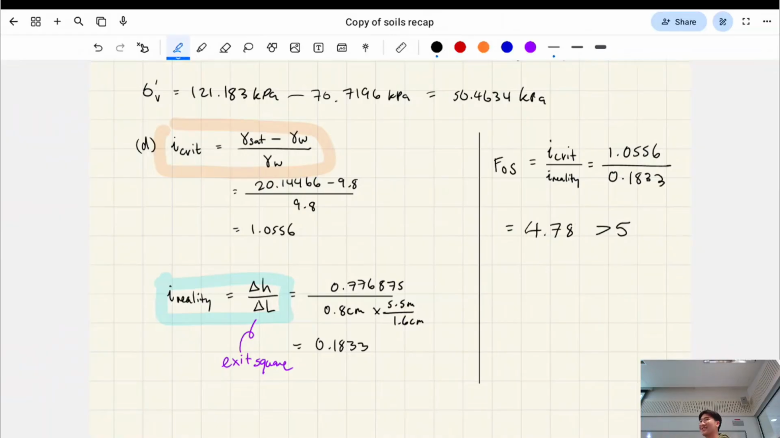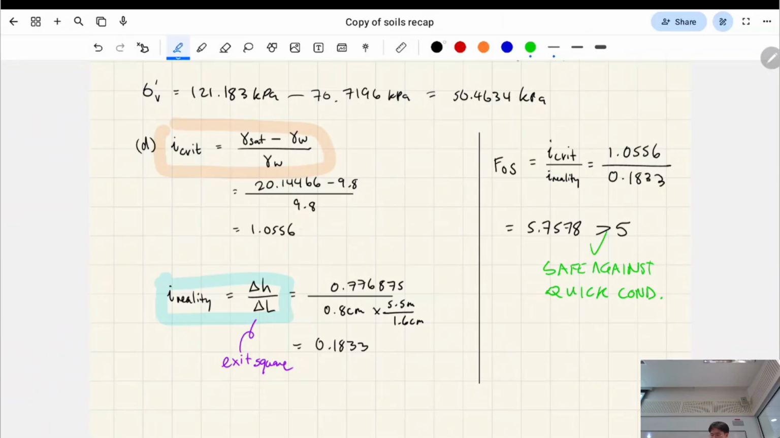So if you walk out of the exam and ask, did you pass this check or not in this question, you'll have half the people saying yes, half the people saying no. You know what I mean? Anyway, when it's greater than 5, that means we pass the check. So this is safe against quicksanding. This is called the quick condition.